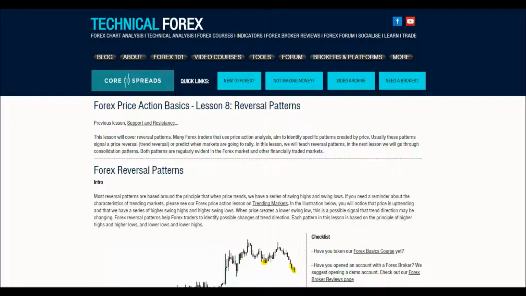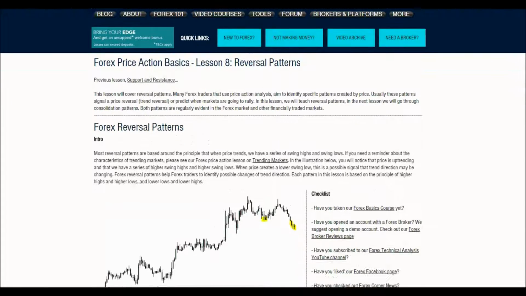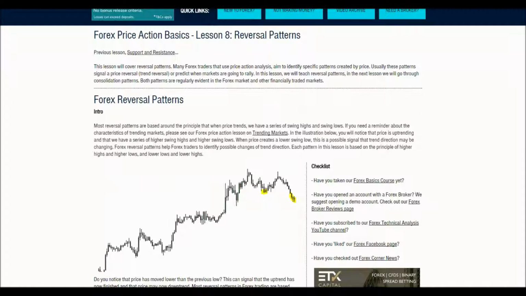So things like support and resistance, Japanese candlesticks, price trends, price ranges, all these things help us to identify where future price is going to be. And the same is with reversal patterns and the last lesson in this course, which will be about consolidation patterns. Now, all patterns, or the majority of patterns, are based around how price trends and what happens when we come to the end of a trend or are starting a new trend.